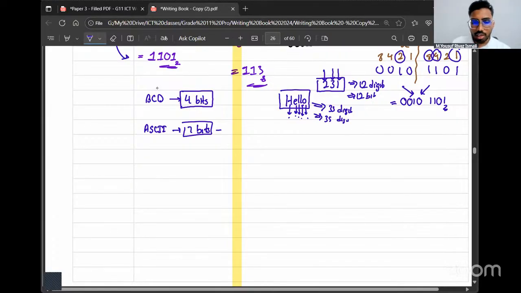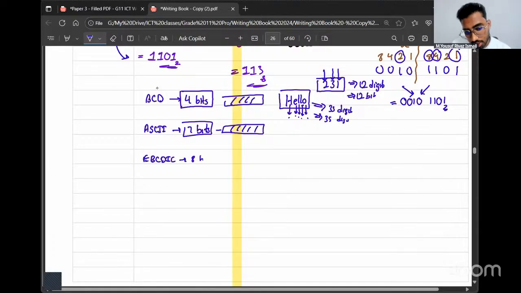Indirectly, in ASCII, each digit is represented in 7 bits. In BCD, each digit is represented in 4 bits. So a BCD value will always be a multiple of 4, and an ASCII value will have a number of bits equal to a multiple of 7. And in EBCDIC, each digit is represented using 8 bits, so an EBCDIC value will always have a number of bits equal to a multiple of 8.